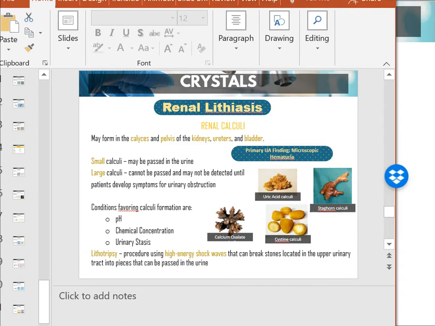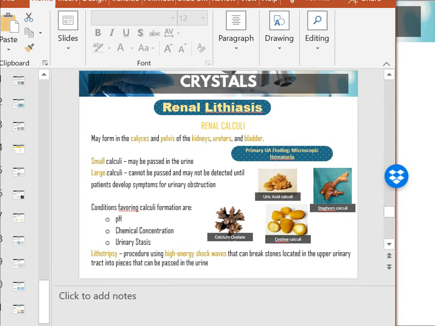Okay. So we have your renal lithiasis or your renal calculi. So they may form in the calyces and pelvis of the kidneys, ureters, and bladder. Your kidney stones. Okay. So small calculi may be passed in the urine. As you may have noticed, guys, the normal way to excrete this is through the pressure of urination, right, because we push a bit when we urinate.